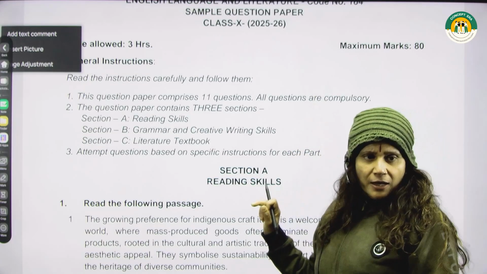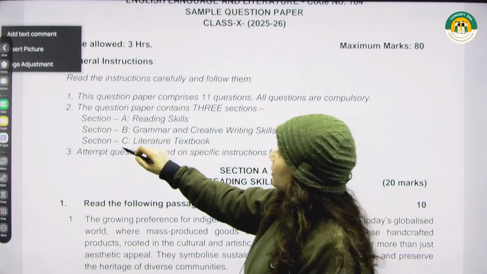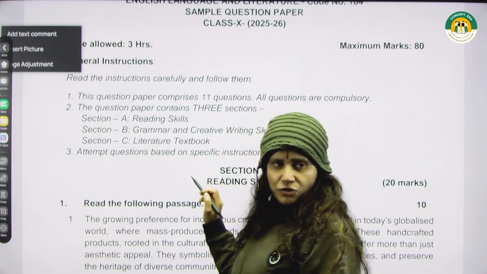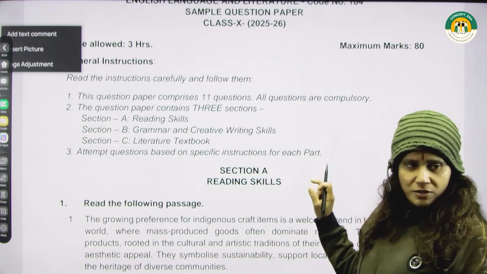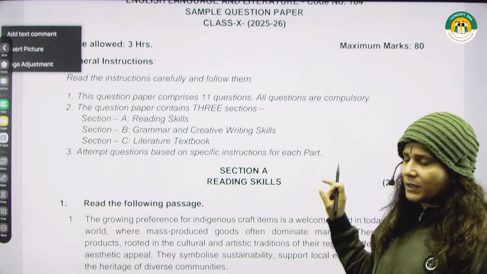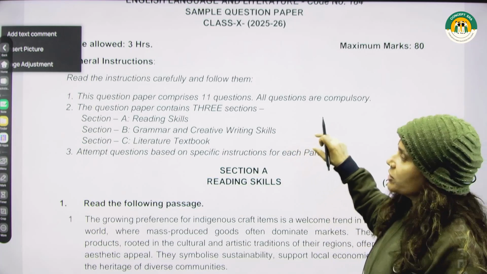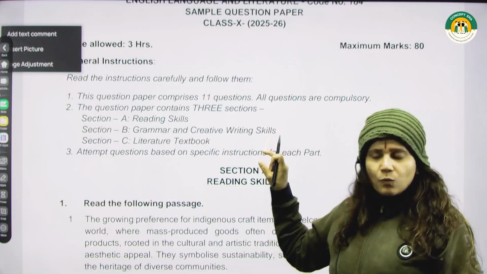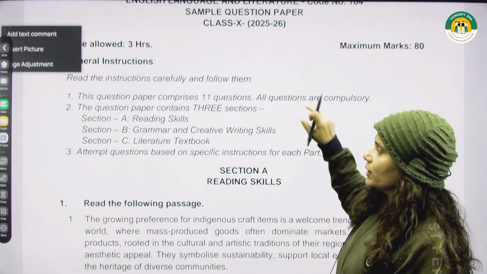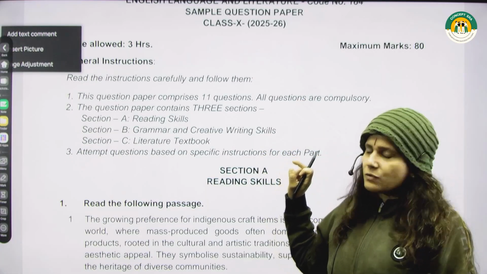Moving ahead, if we see the last section, which is the literature section. In this particular section, there are 2 books prescribed by CBSE. One is a literature reader, which is First Flight, while the second one is a supplementary reader, which is Footprints Without Feet.